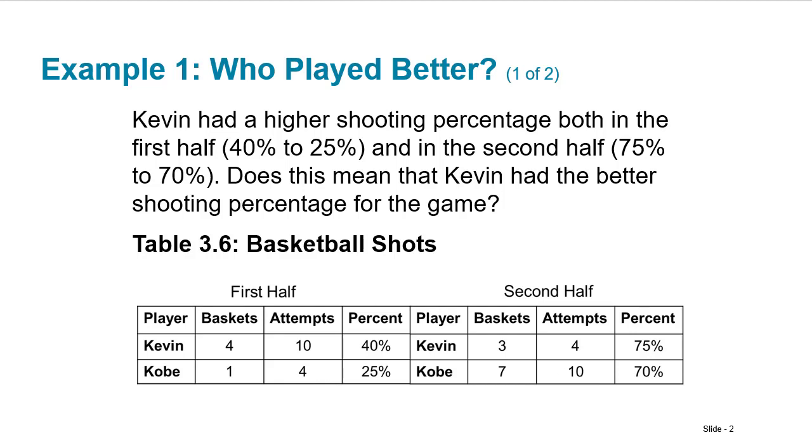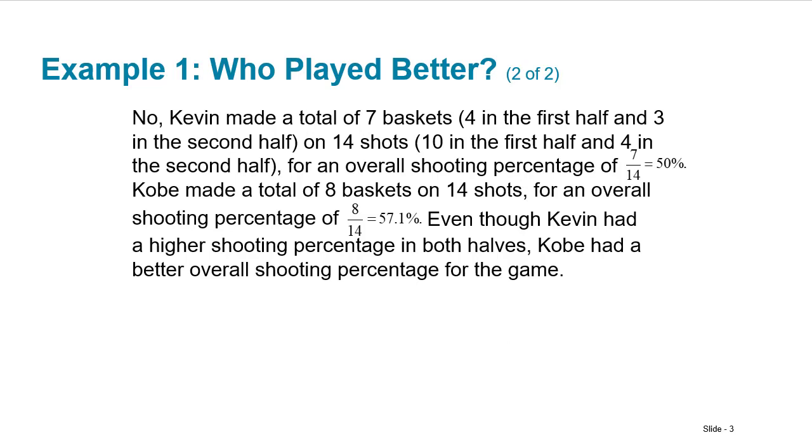So the problem with breaking things into halves is they aren't necessarily equal halves. Okay, so this is an example of pretty much averaging averages, which you don't want to do ever. All right, so this is just describing what we've already talked about, the idea of 7/14 versus 8/14.